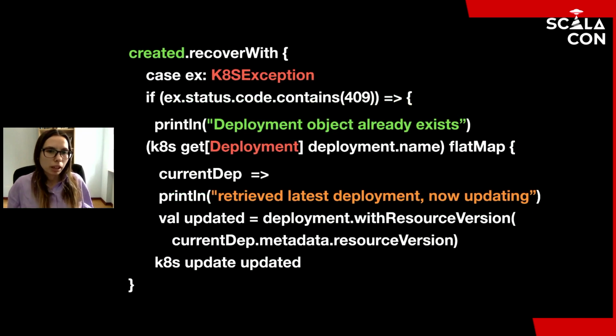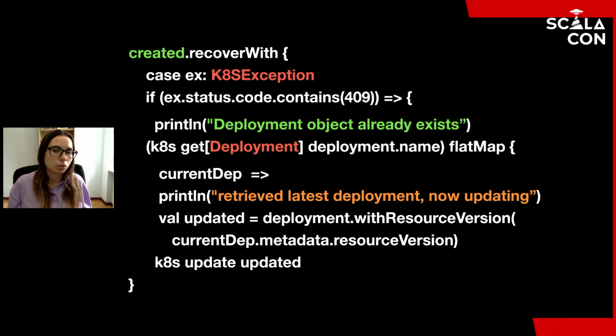And aside from that, Alice decided to work a bit on some error handling. She decided to call this recoverWith method and research a possible situation when she runs this code multiple times and the deployment object would already exist at that point. So she decided to have this code to solve the situation. In this case, she would just retrieve the deployment name and print that she retrieved it, and now she could update it with the most current version using this metadata resource version. It's quite simple code just for this error handling situation, but it's not super necessary.